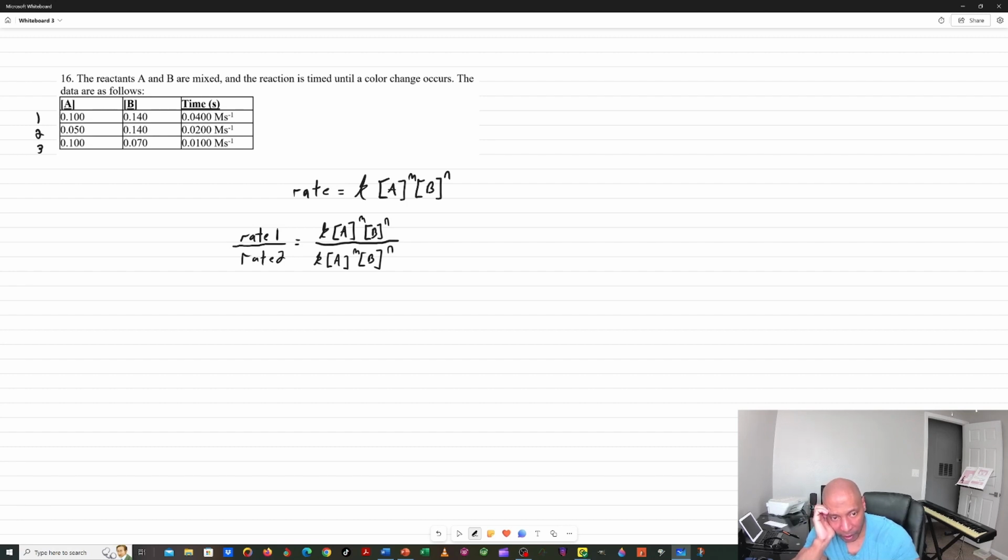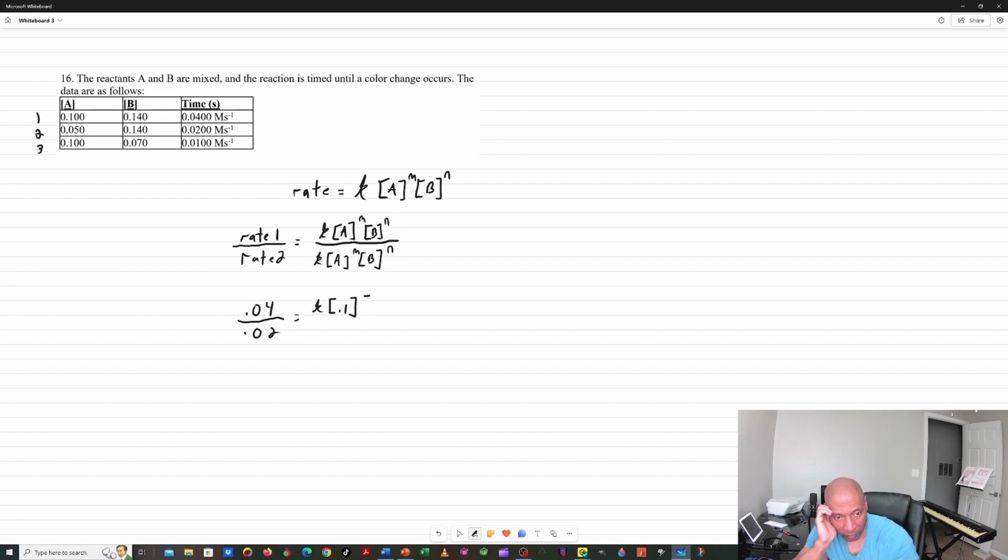But of course, the numbers I put in here are going to go with experiment 1 in the numerator, and the numbers I put right here are going to go for experiment 2 in the denominator. Okay, so rate 1 was 0.04. If you want to leave off your units, you can. Okay, and rate 2 was 0.02. That's going to be equal to K times, for experiment 1, my A concentration was 0.1.